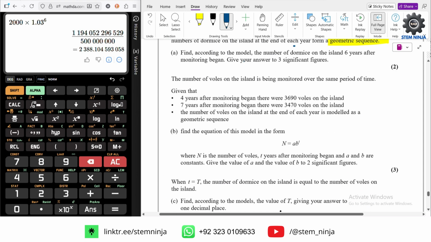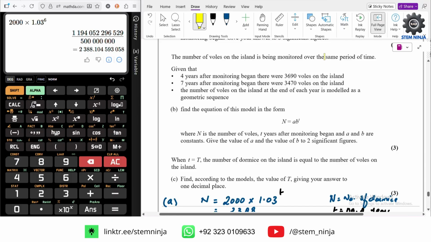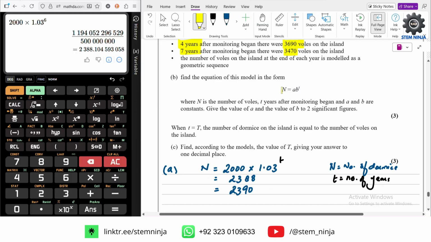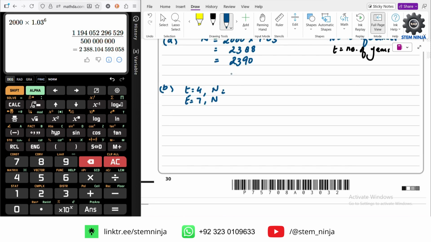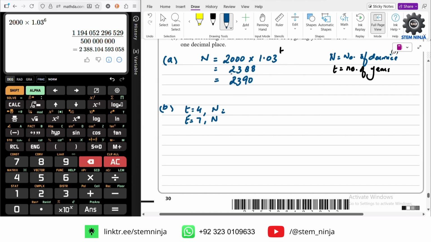Right. Okay. Now, the number of voles on an island is being monitored over the same period of time, given that 4 years after the monitoring began, this was 3690, and 7 years after the monitoring began, this was 3470. Find the equation of the model of the form n is equal to ab^t. Okay, so first let's write over here. So when t is equal to 4, n is equal to 3690, and when t is equal to 7, n is equal to 3470, right? Just to make sure.